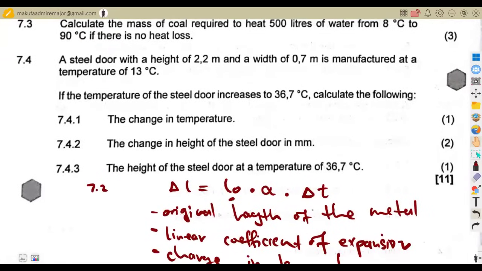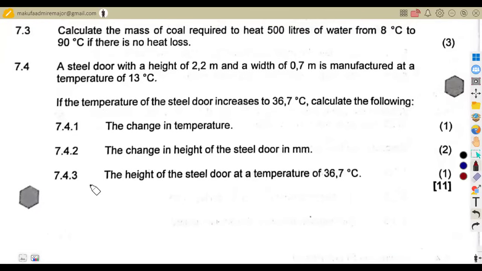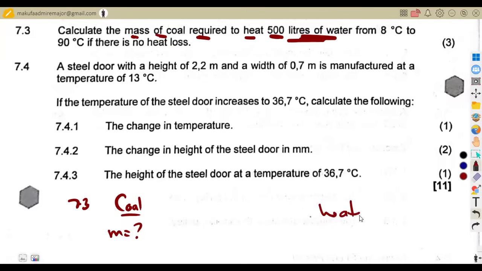7.3, we are now given on 7.3. This is a mass question. Calculate the mass of coal required to heat 500 liters of water. All right, so there's coal here. We need the mass of coal. We do not know it, but there is something about water there. So the coal is heating up the water, which has got 500 liters. Remember, for the mass of water, 1 kilogram is equal to 1 liter. So it means we are also given the mass there of 500 kilograms.